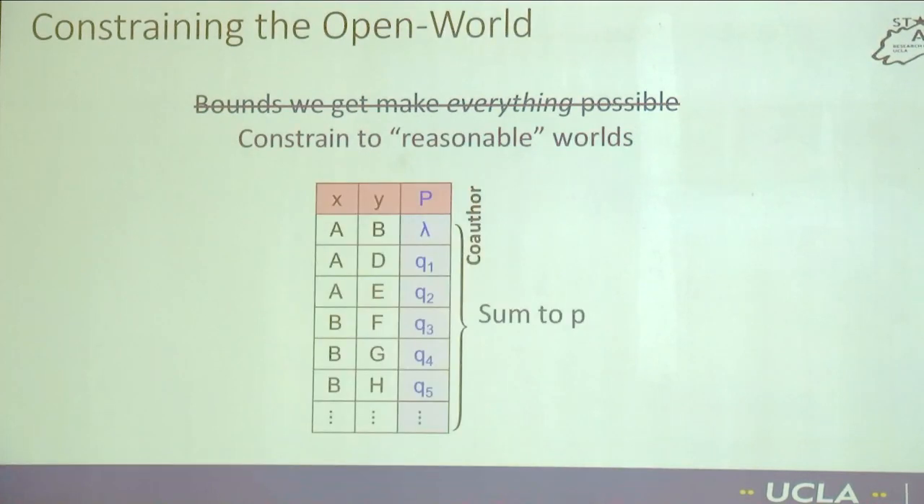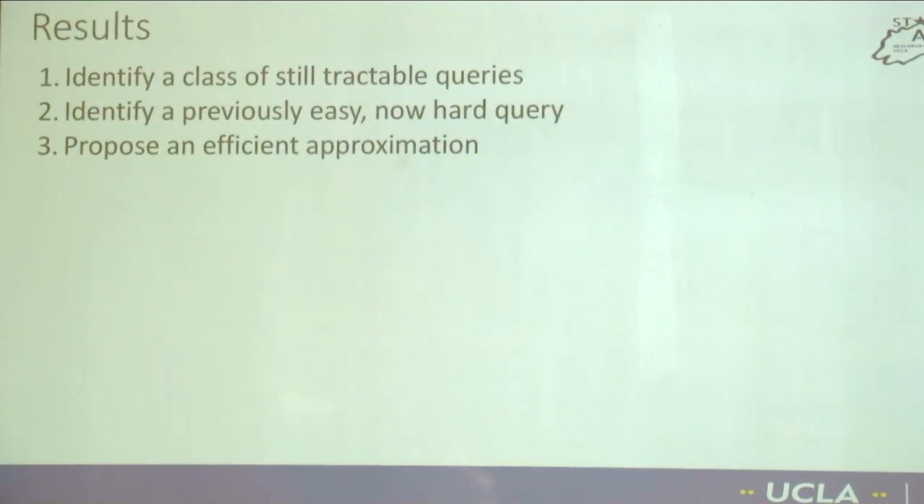And what we'd really like to do is constrain to the reasonable possible world. So say we know that 1% of people are scientists. Maybe we want to incorporate that information. And we tackle that by imposing a constraint on the average probability in a table. And we see what kind of algorithmic and theoretical results come out of that.